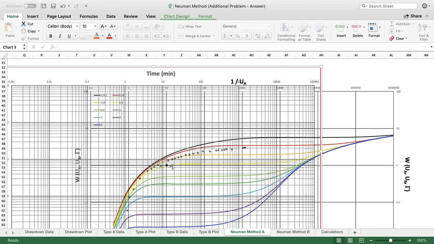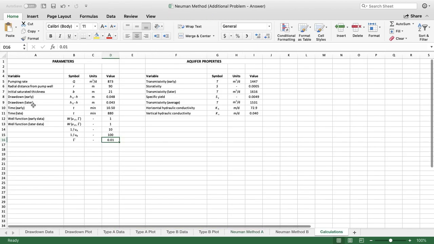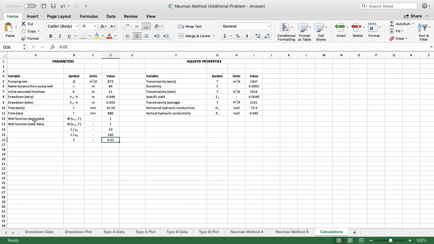So what I need to do is I've got this point A here, and it's located at W equals 1, and 1 over UA is equal to, if I read up here, 10. Okay? So I need to go for the early time. Early time, this was 1 and this was 10. All right? So I need to make sure that that's 1 and 10, and if it's something else, you should write those in.